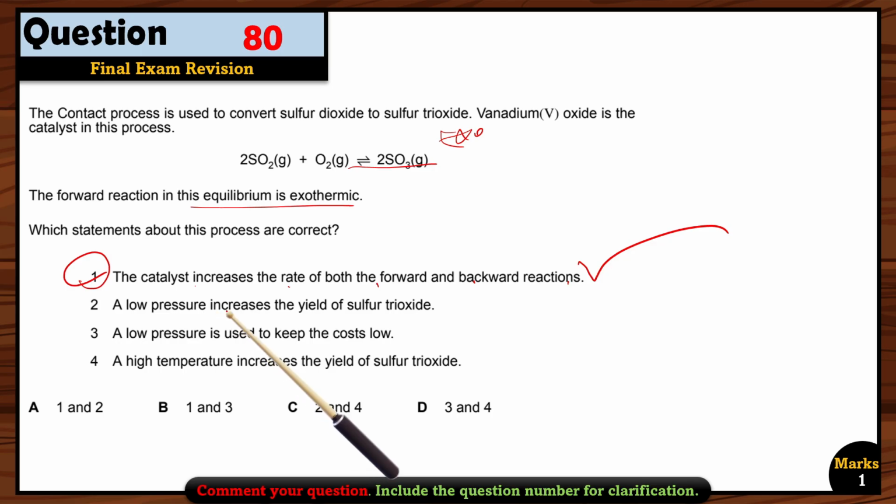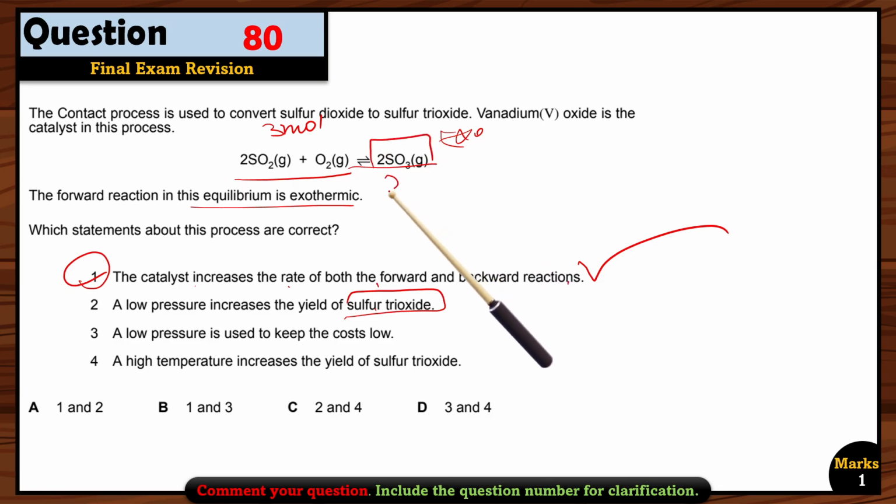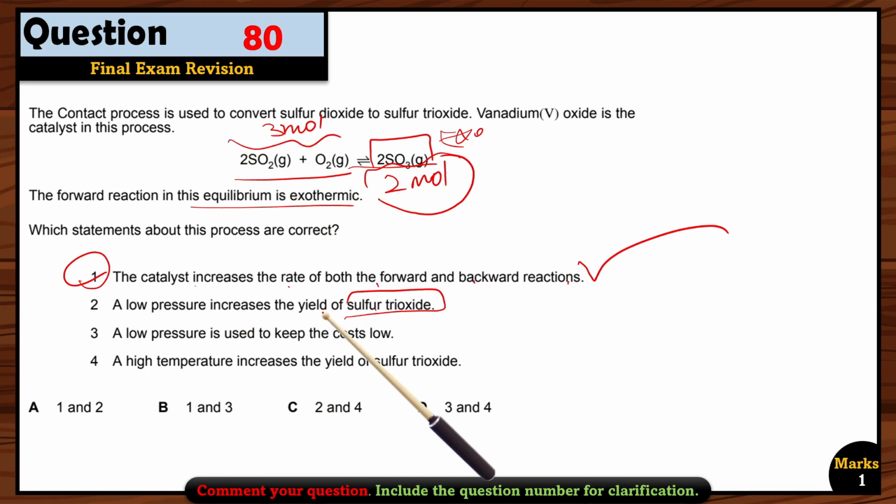Option 2, a low pressure increases the yield of sulfur trioxide. Let's see the number of moles. How many moles do we have here? 3 moles of the reactant. How many moles of the product do we have? Only 2 moles. So if you lower the pressure, it will always help the side that has more moles. So it will give you more yield of sulfur dioxide, not sulfur trioxide. Because if you have high pressure, then the sulfur trioxide yield will increase. Because high pressure always helps the side that is less in number. So sulfur trioxide is less in number. Okay. So that's why this option is wrong.